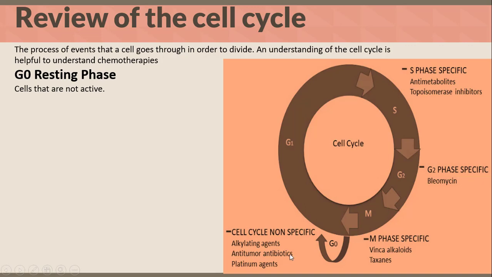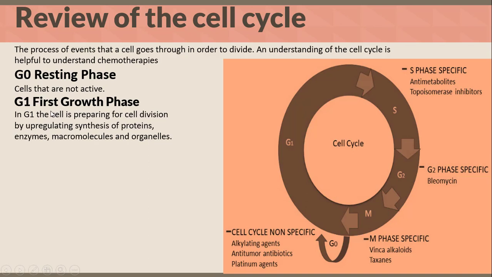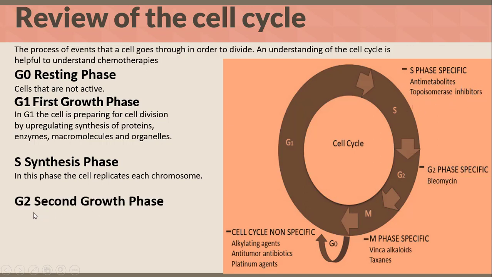Alkylating agents, anti-tumor antibiotics, platinum agents. And when it comes to G1, the cell is preparing for cell division by upregulating synthesis of proteins, enzymes, macromolecules, and organelles. S, the synthesis phase. In this phase, the cell replicates each chromosome. As you can see here, S phase specific drugs include anti-metabolites and topoisomerase inhibitors. G2, or second growth phase, involves growth prior to mitosis. In the G2 phase, bleomycin is a specific drug.